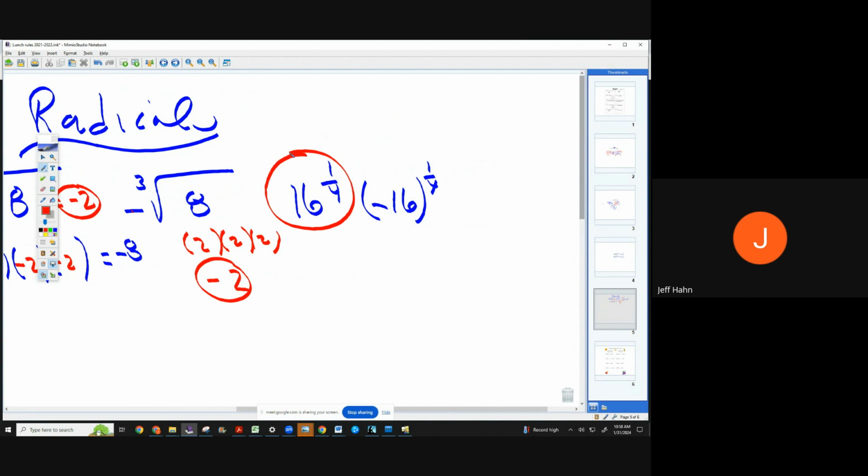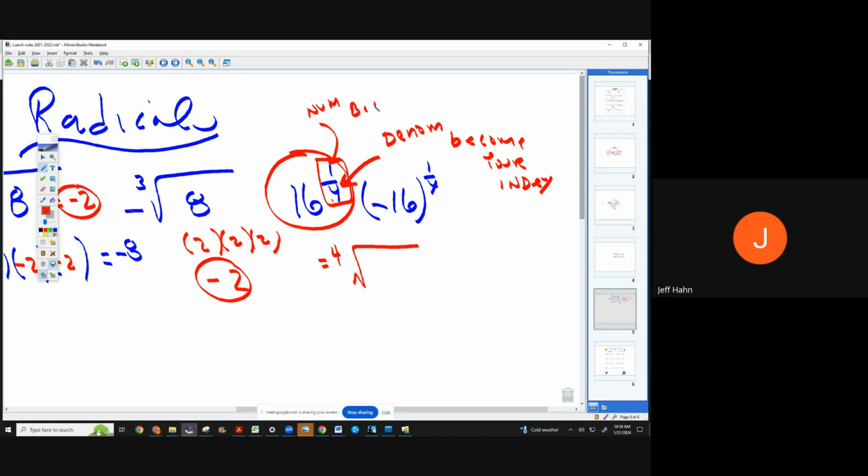Okay. To do this, ladies and gentlemen, watch this. If ever you come up with a fractional exponent, you change this into a radical problem. The denominator becomes your index number. In other words, this 4 ends up going out here. The numerator becomes your exponent under the radical.